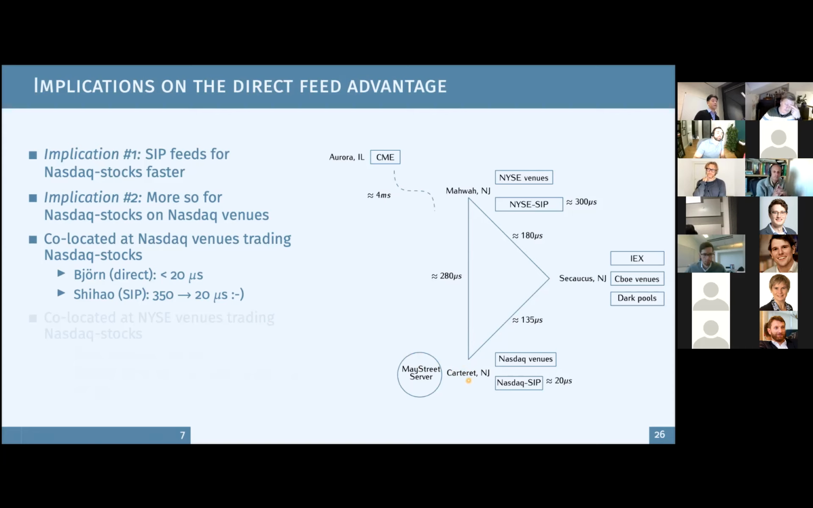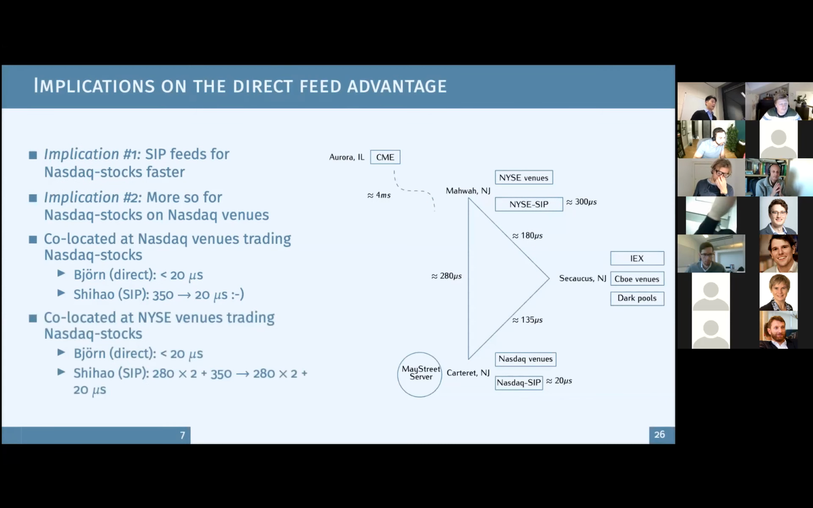Before the upgrade, I have to wait for the processing from the Nasdaq SIP, which takes 350 before, but now it's only 20. So you can see that the speed difference between these two data feeds for the Nasdaq stocks on the Nasdaq exchanges vanishes; it drops significantly. So that means the advantage from the direct feeds also vanishes a lot.